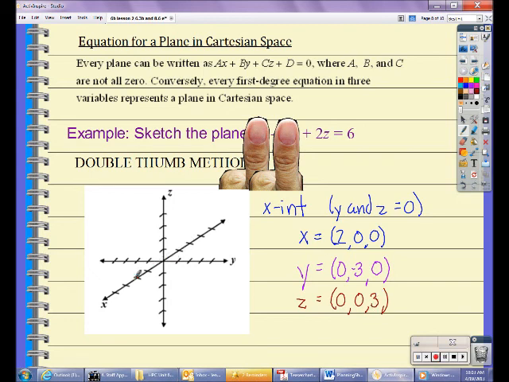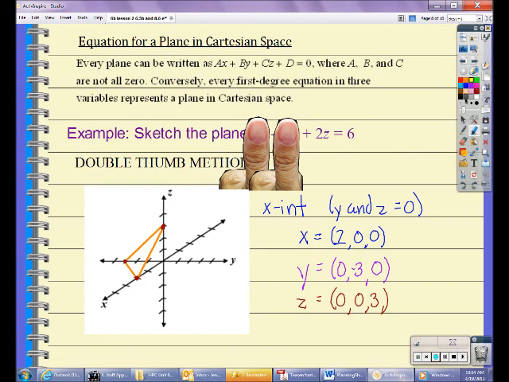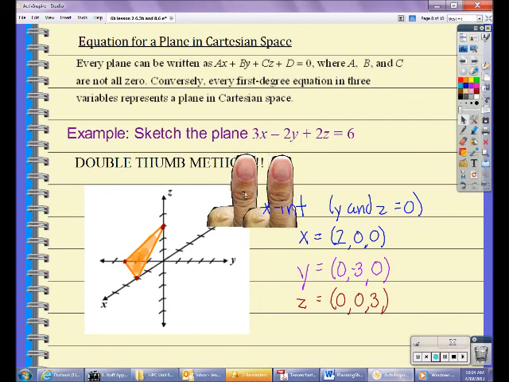So now you just graph them: 2, 0, 0; 0, negative 3, 0; 0, 0, positive 6, and we will connect them. Now, in order to show this plane, we're not going to draw the whole thing because that would just be confusing. We're just going to draw a triangle of the plane and fill it in, and say that's the plane of 3x minus 2y plus z equals 6.